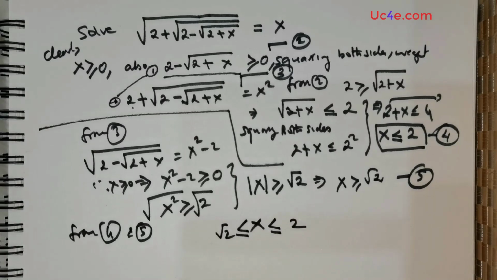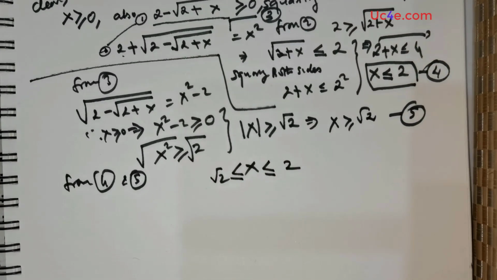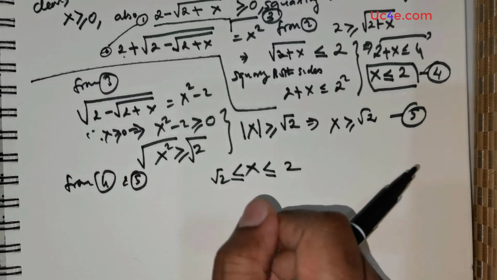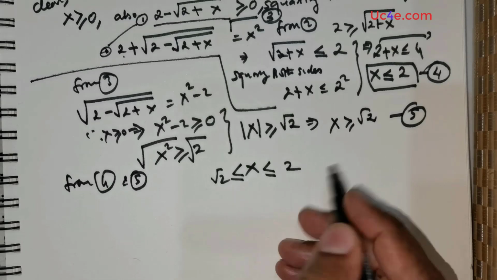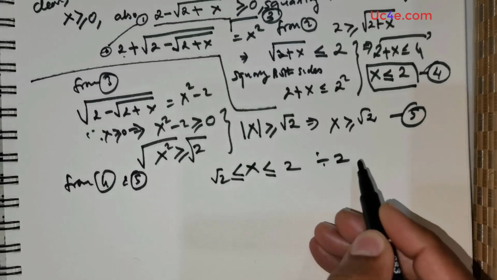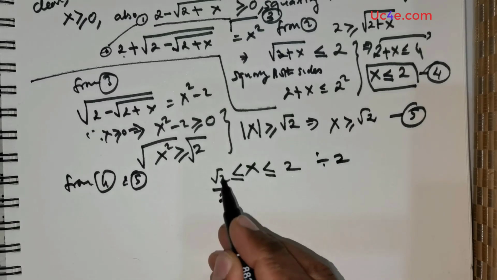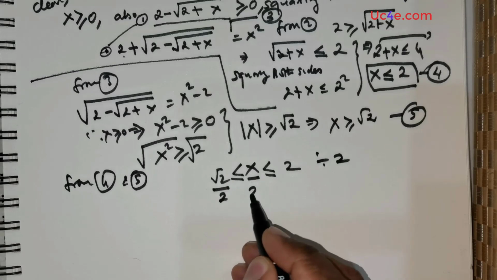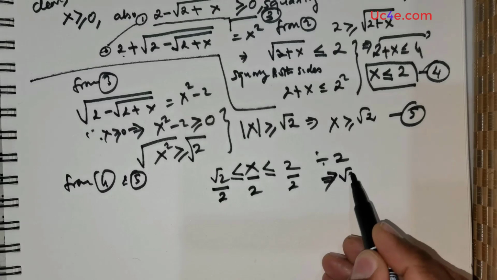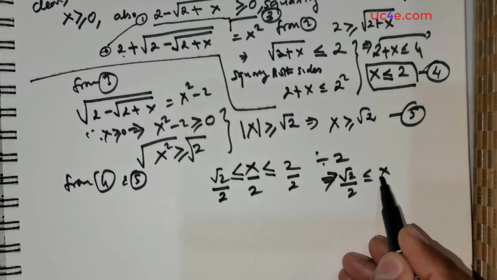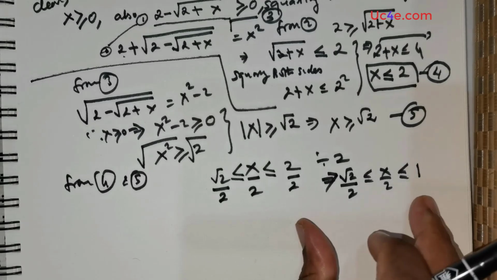So this is what we need. Now from here the actual problem solving starts. I would like to divide this inequality by 2. This would give me root of 2 divided by 2, x over 2 and 2 over 2, which in turn can be written as root of 2 divided by 2 less than or equal to x over 2 less than or equal to 1. So this is what I've got.